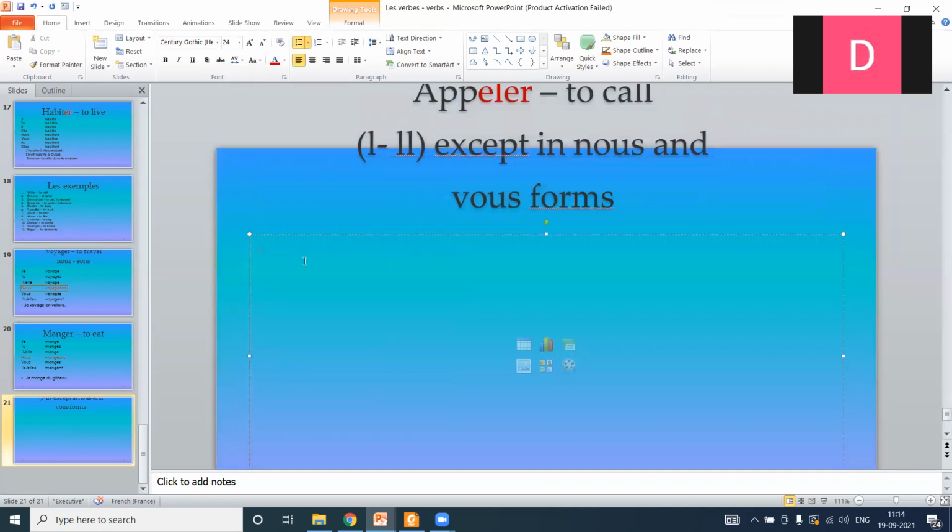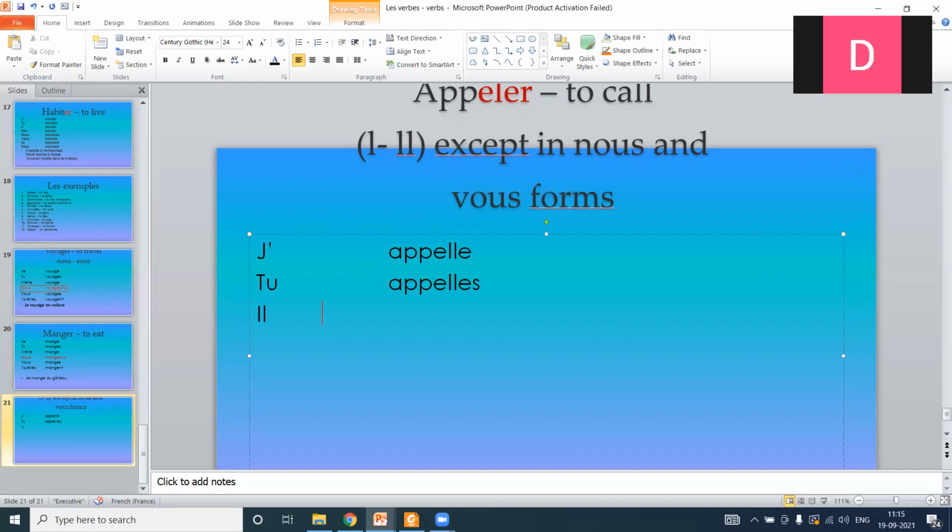So how will the conjugation be now? See, j'appelle. A-P-P-E-L-L-E. Actually the infinitive has a single L, but here it is a double L. The remaining letters are as they are: A-P-P-E-L-L. J'appelle, tu appelles.